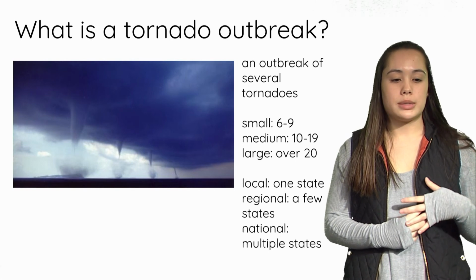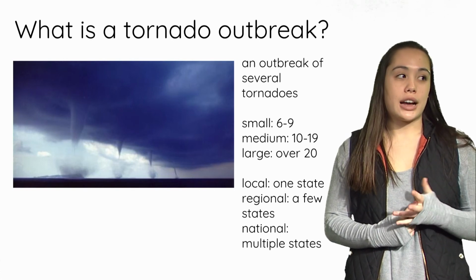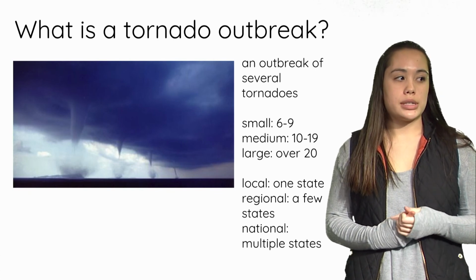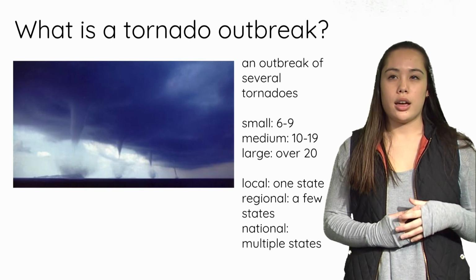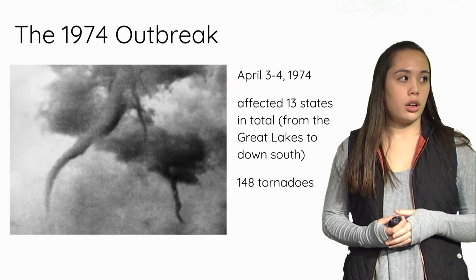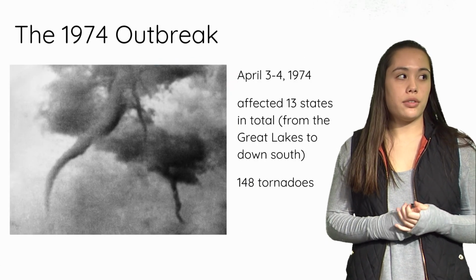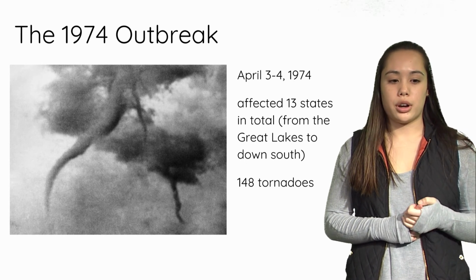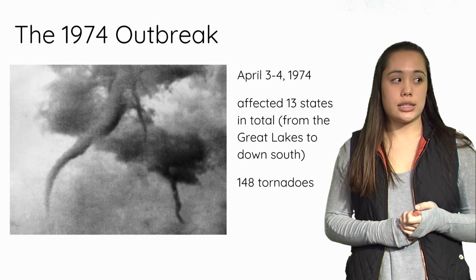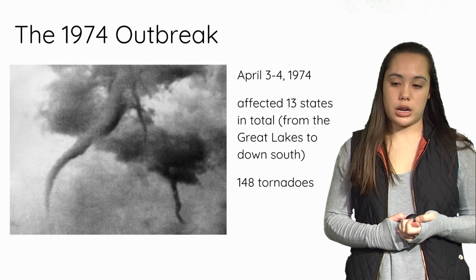So this specific outbreak, we classified it as super because it had 148 tornadoes, and it was a national outbreak because it occurred all the way from the Great Lakes down south. The 1974 outbreak occurred from April 3rd to April 4th in 1974. It affected 13 states in total, and it had 148 tornadoes.